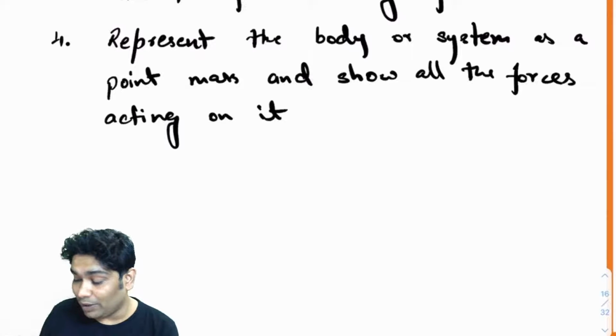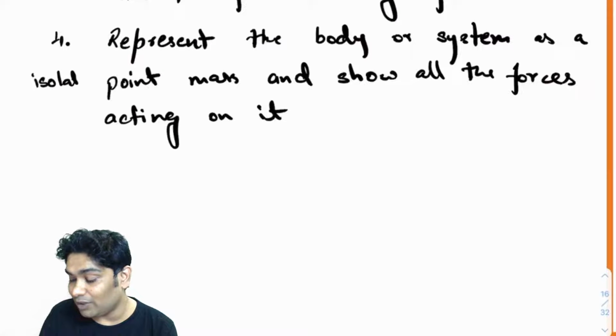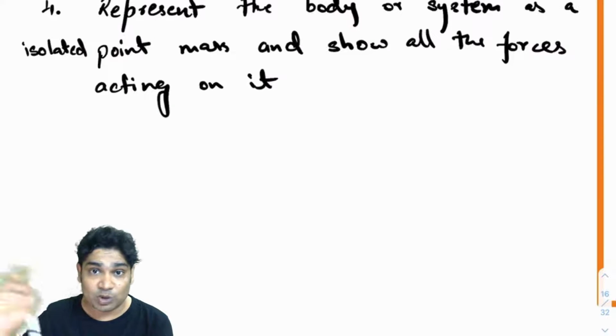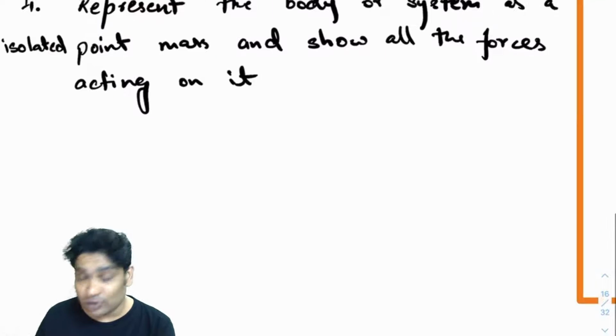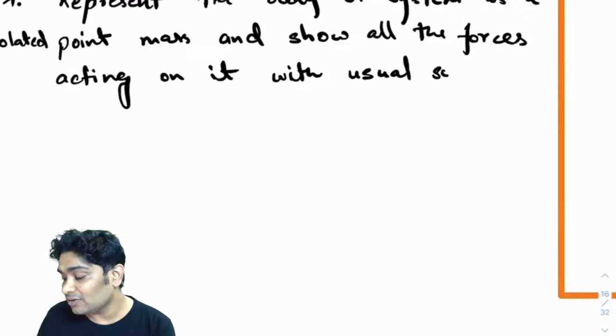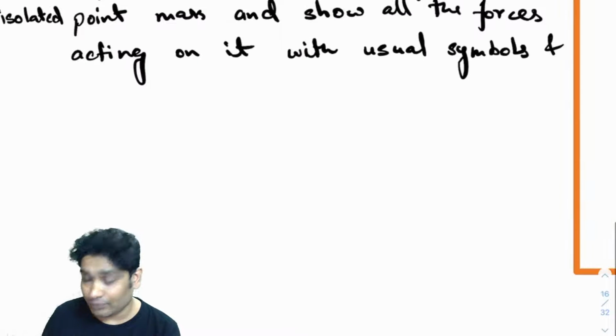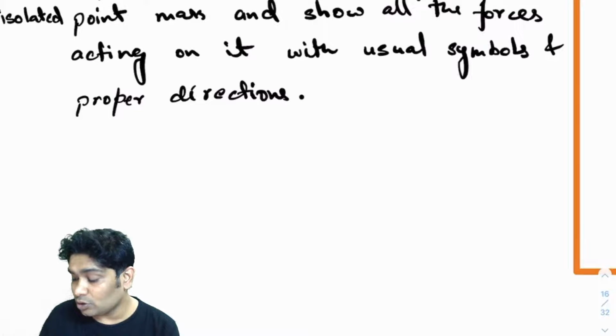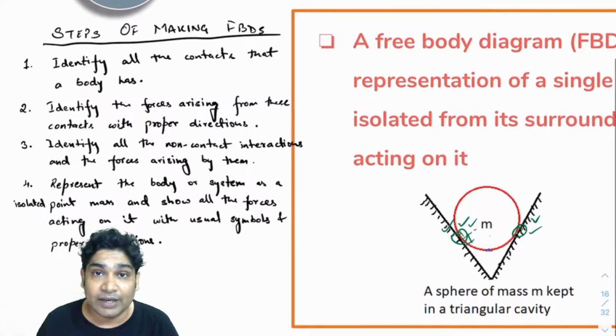Oh, by the way, isolated point mass. So show it as an isolated point mass. So it should be separate now. It should not be touching anything or in contact with anything. It is supposed to be isolated. It is supposed to be away from everything. And now show all the forces acting on it with proper symbols, with usual symbols and proper directions. So those are the steps that you need to follow while making an FBD.